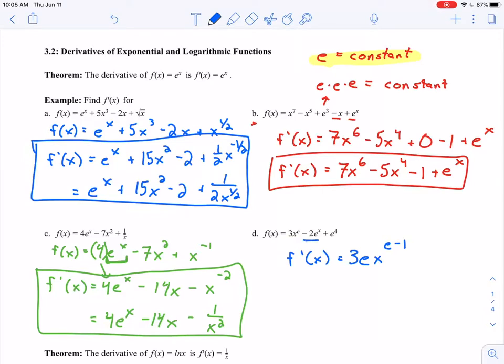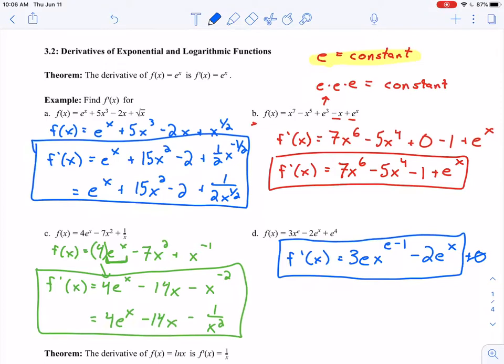Derivative of negative 2e to the x, again, we have a constant multiple of negative 2 right here. This is negative 2 times e to the x, so the derivative of that term will be minus 2e to the x. And then e to the fourth again here, just be very careful. This is e to the fourth. This is a constant to the fourth power, which is still just a constant, so the derivative of that last term will just be 0. We don't need to write that plus 0 if we want. We can just say, okay, there's our derivative. That's perfectly fine.